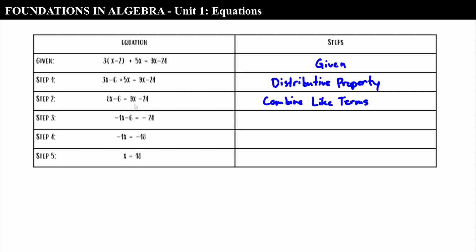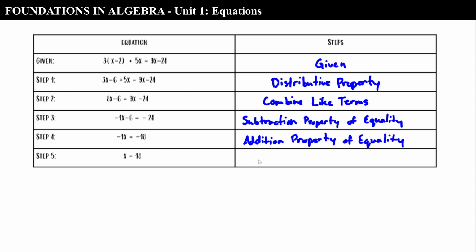Then in the next step, we started moving things from one side to the other. We subtracted 9x from each side. So we use the subtraction property of equality. And then we added 6 to each side. So then we did the addition property of equality. And then finally, we divided each side by negative 1. So we ended with the division property of equality.